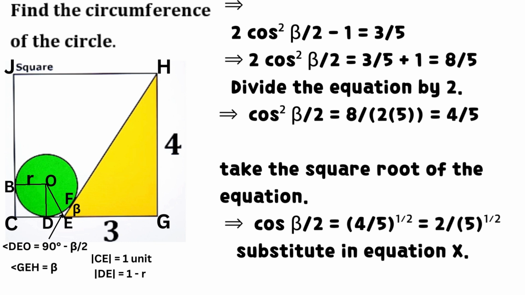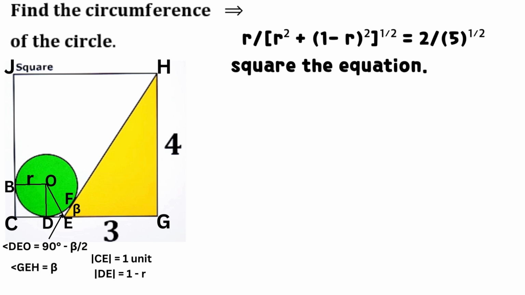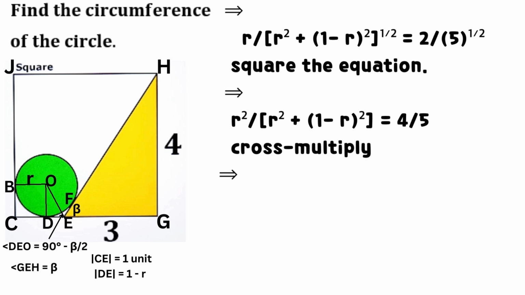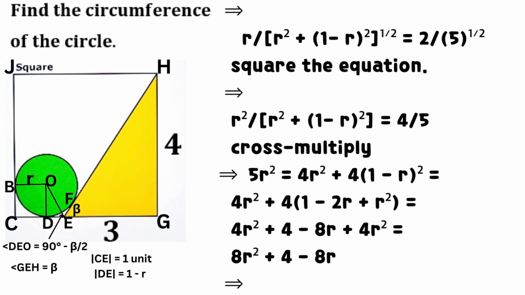Take the square root of the equation. Thus, cosine half of beta equals the square root of 4 divided by 5, which equals 2 divided by the square root of 5. Substitute in equation X. It implies that R divided by the square root of the sum of the square of R and the square of 1 minus R equals 2 divided by the square root of 5. Square the equation to obtain a new equation as shown on the screen.